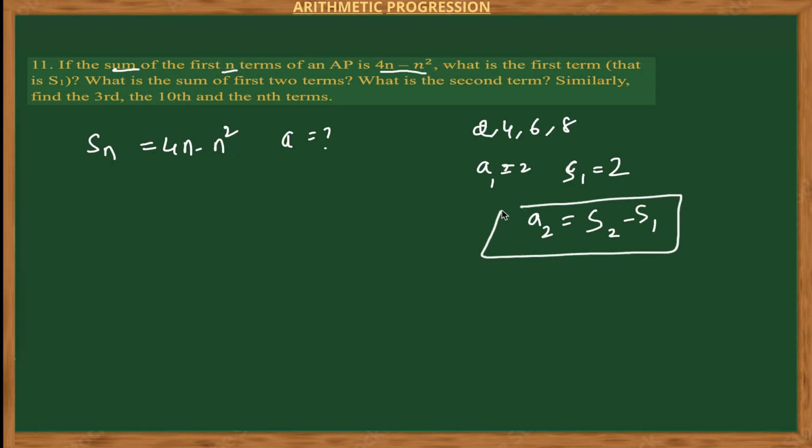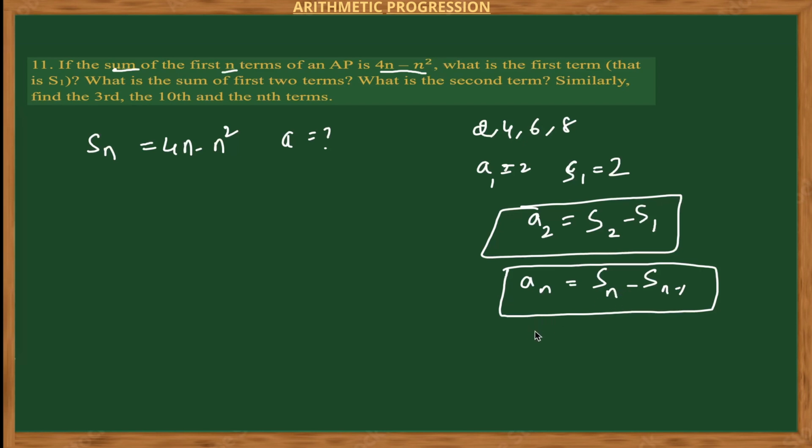So let's try to put this in a formula. A of n is equal to S of n minus S of n minus 1. So remember this. If the sums are given, this is how it will be formed. So let's try to put it here. A of 2 is equal to Sn. So what is Sn here? 4, sorry, 4 plus 2 here becomes 6.